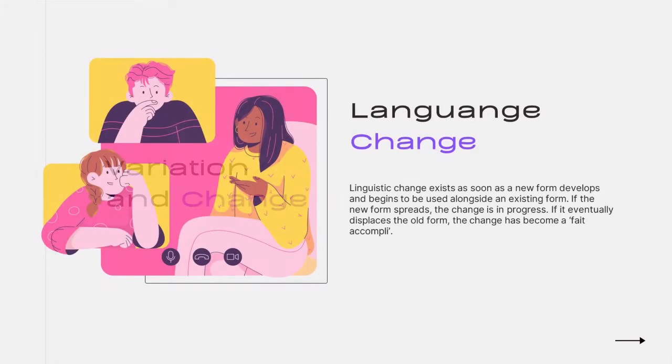In general, what we should know is that the possibility of a linguistic change exists as soon as a new form develops and begins to be used alongside an existing form. If the new form spreads, the change is in progress. If it eventually displaces the old form, the change has become a fait accompli.